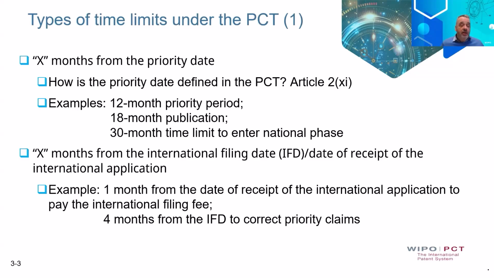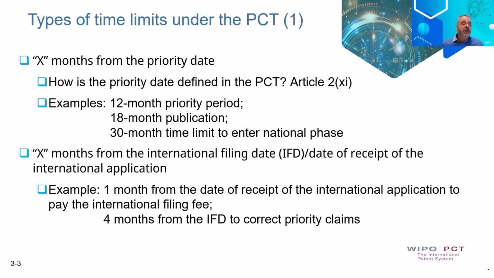We should publish promptly after 18 months from the priority date. And 30 months, another super critical time limit in the PCT. That's your time limit to enter the national phase. Some of you might have heard some offices offer longer time limits, but 30 months is kind of the minimum standard that all designated offices under the PCT system need to offer you. So X months from the priority date.